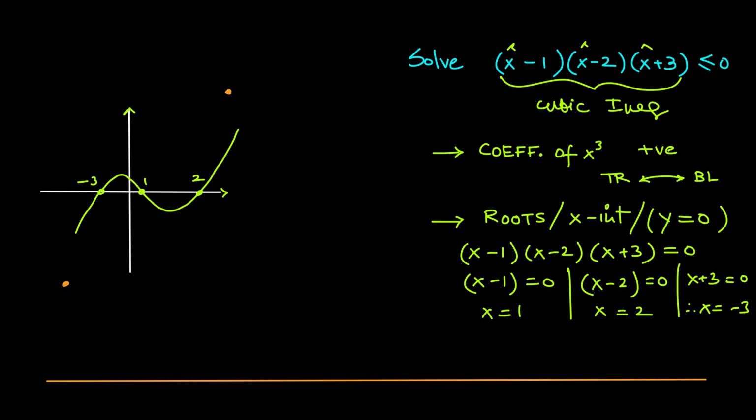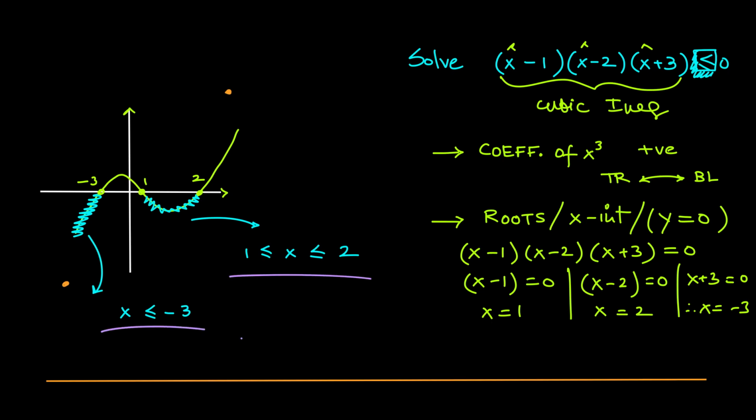Now the inequality is that the cubic expression is less than or equal to 0. That means we are focusing on this part of the graph, and this part of the graph. This part is denoted by the range of values of x between 1 and 2 inclusive. This part of the graph is x is lesser than or equal to negative 3. The rule for solving a cubic inequality is draw, then locate the region, and then write down the answer.